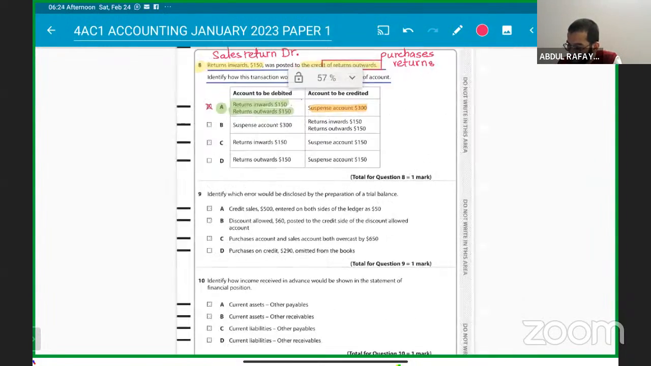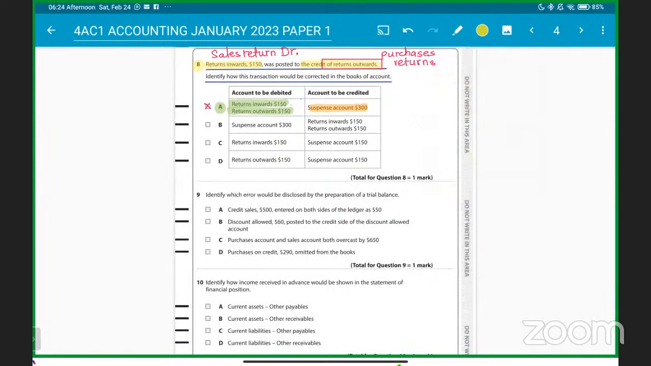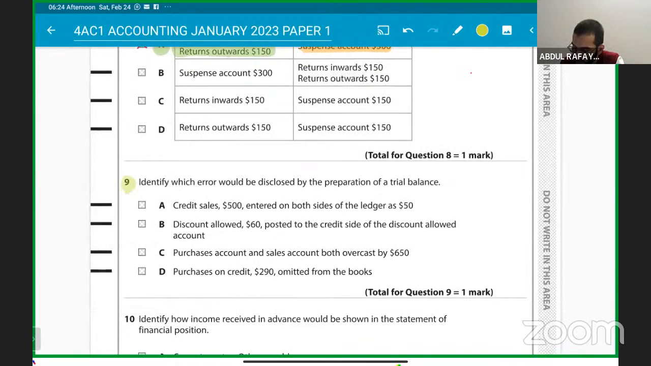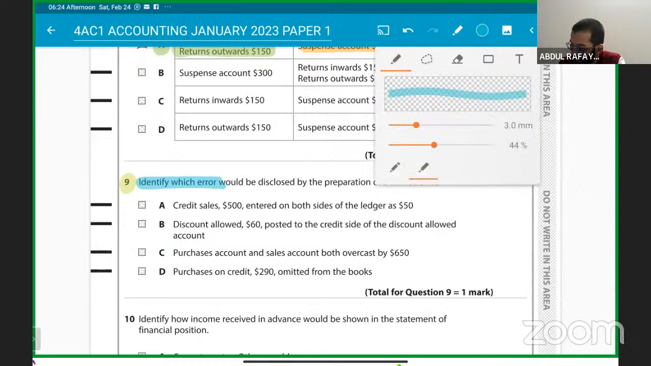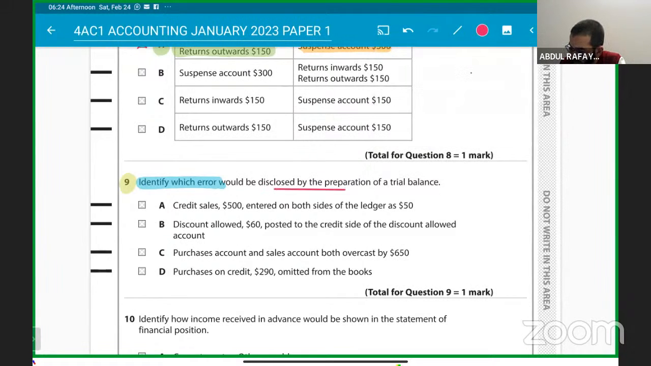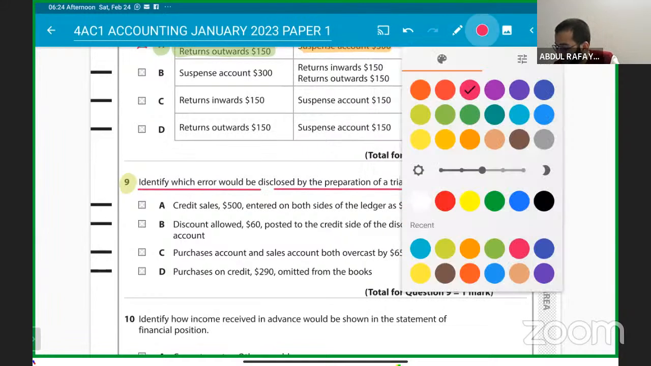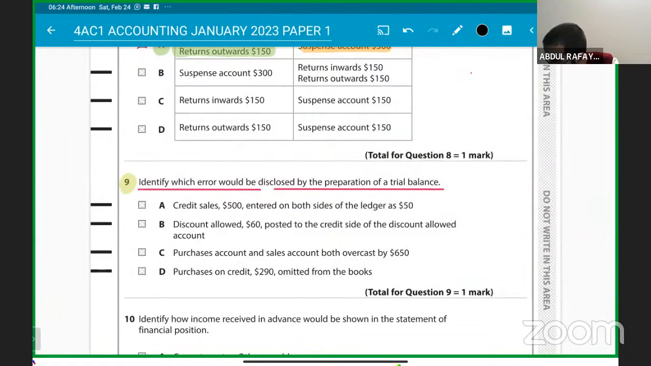Moving forward, we have just question number 9, which says identify which error would be disclosed by the preparation of trial balance. We need to work out which error will be affecting the trial balance. I hope everyone knows what an error affecting the trial balance is.